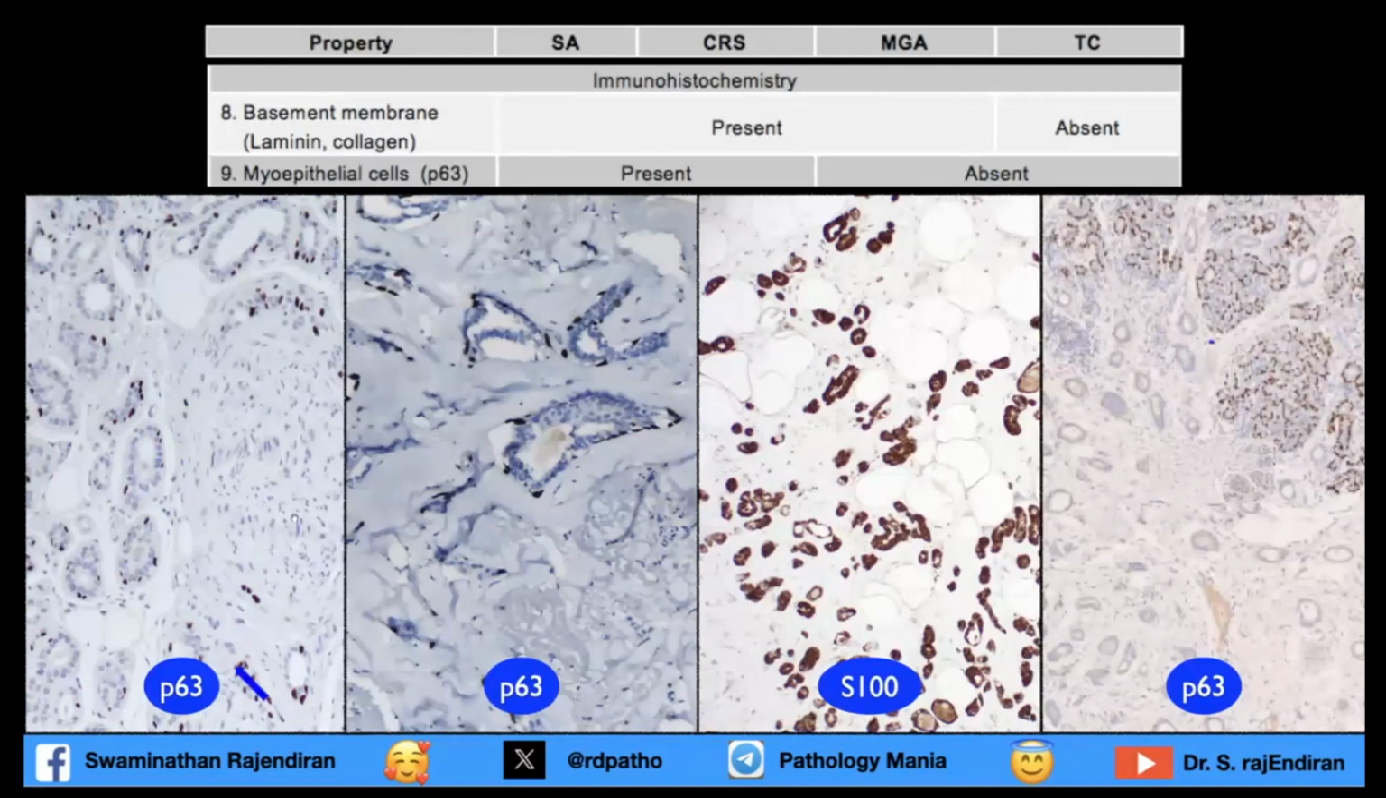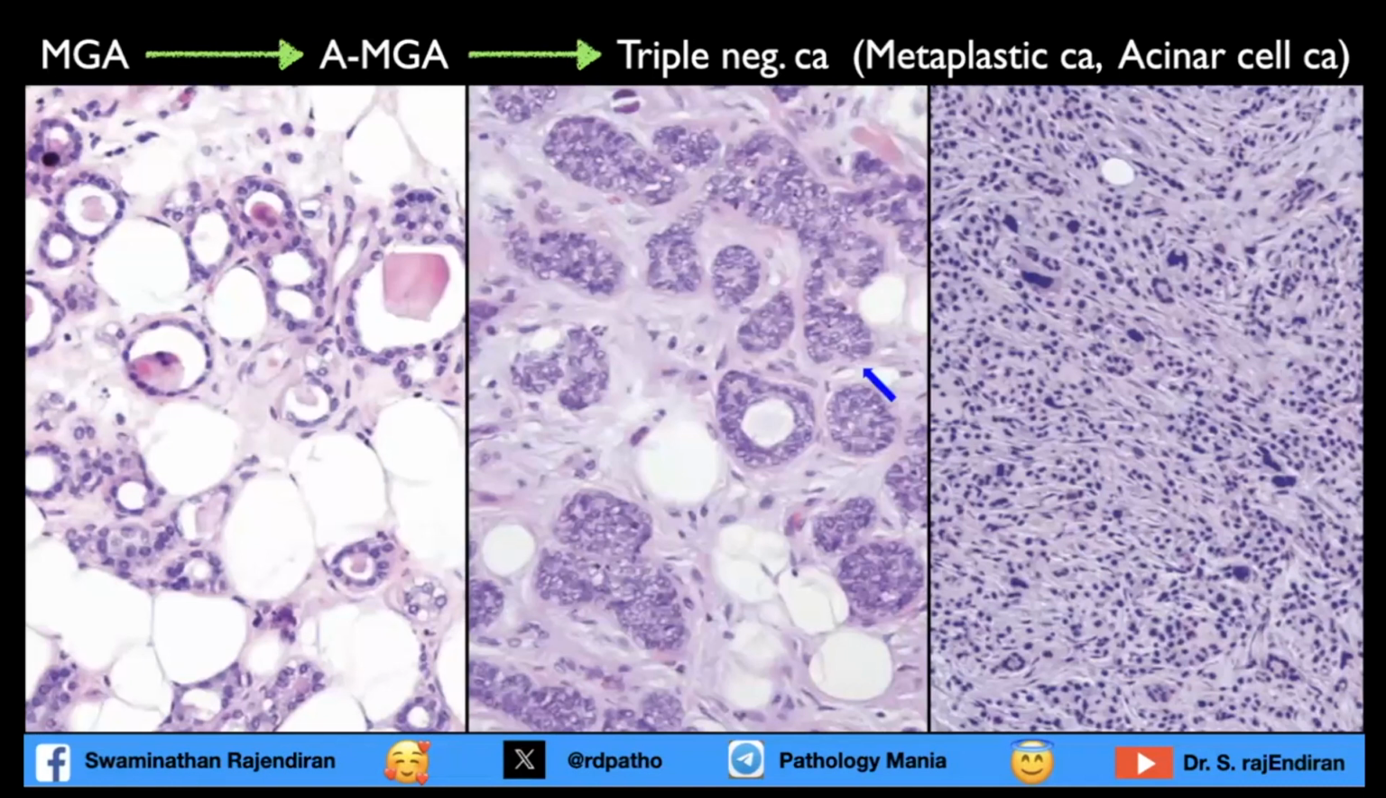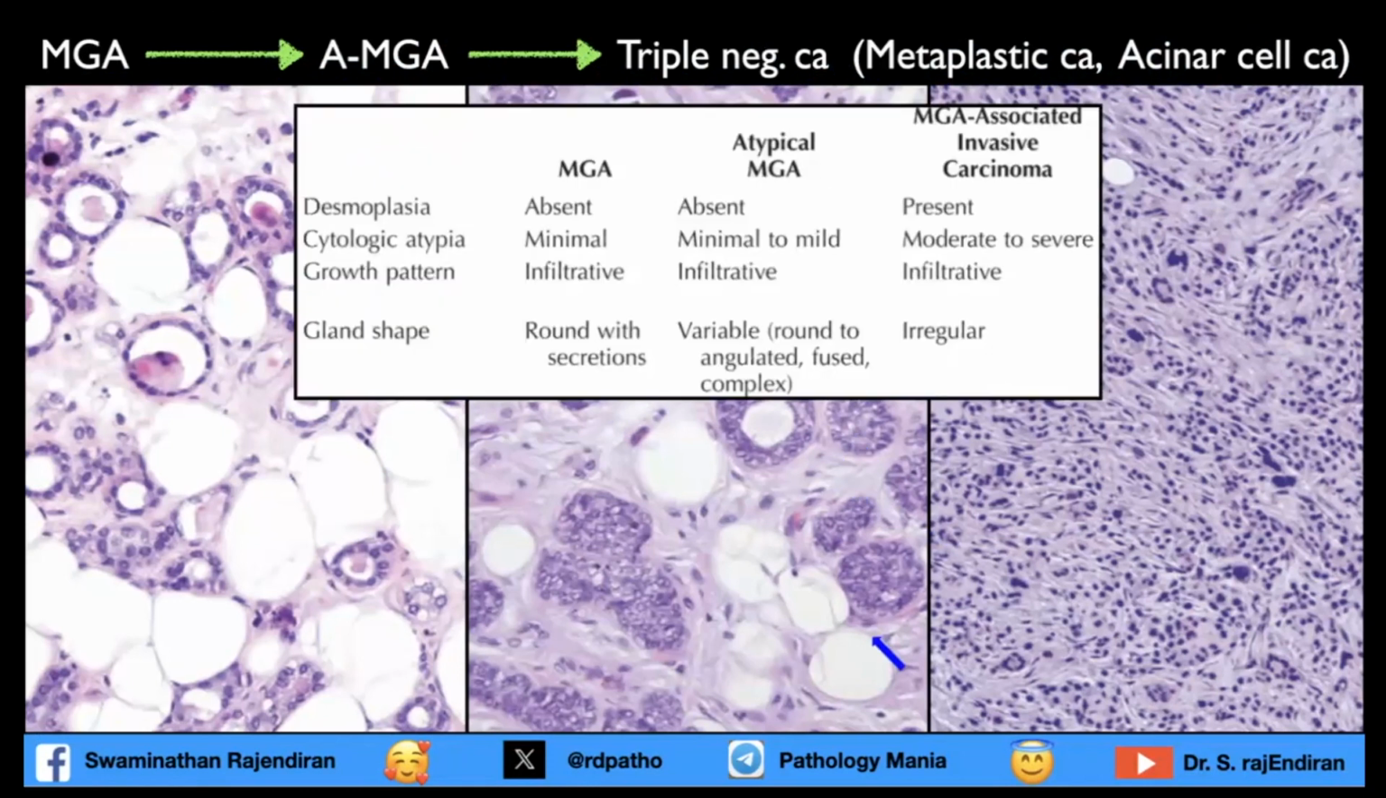P63 will be maintained in sclerosing adenosis and in complex sclerosing lesion, whereas P63 will be absent in microglandular adenosis, and S100 will be very strongly positive in microglandular adenosis. Again, P63 is absent in the tubular carcinoma, whereas it is present in the background benign tissue. And for microglandular adenosis, now they are speculating a spectrum that leads to atypical microglandular adenosis and that leads to triple negative carcinoma. And they think acinar cell carcinoma and metaplastic carcinoma are arising from microglandular adenosis. That's why you have to remember that. And this table tells you the difference, but the main difference is the cytological atypia and glandular shape.